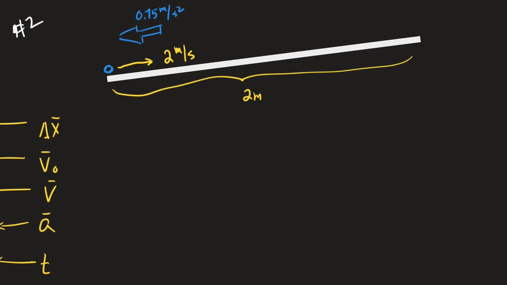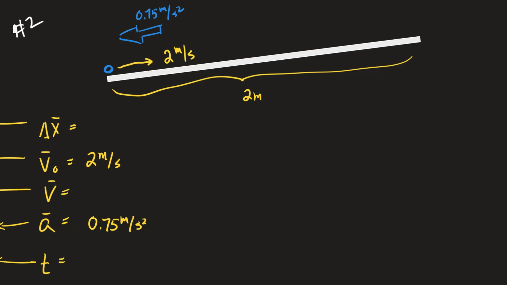The problem says that the ball is pushed up the ramp at 2 meters per second. That's the starting velocity. And we are told that the marble is experiencing an acceleration of 0.75 meters per second squared. Now, this is where it gets a little bit confusing. We don't know if it makes it all the way to the top or not. So we have to decide what we're going to do now.